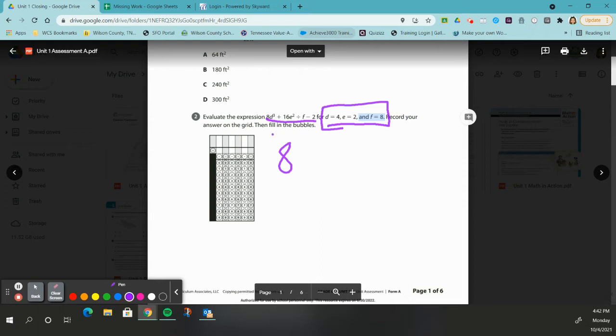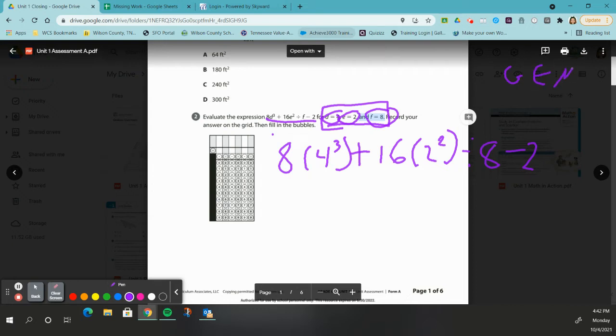to the third power. Well, d is 4, so I want 4 to the third power plus 16e to the second power. Well, e is 2, so I want 2 to the second power. Divided by f. F is 8 minus 2. After we have put in our values, then we are following GEMS or PEMDAS, whichever one you use for order of operations. There are no groupings.